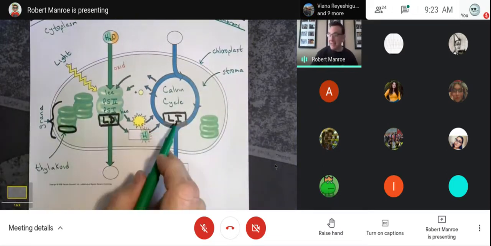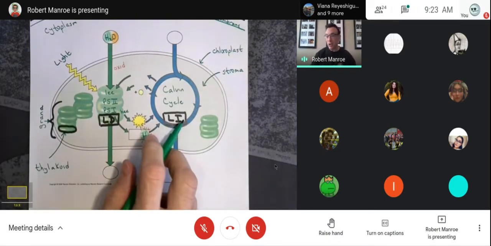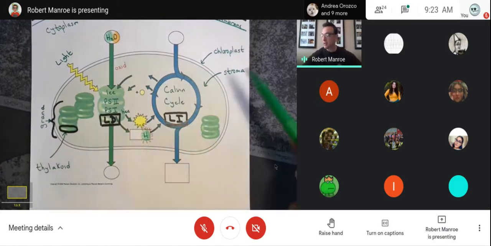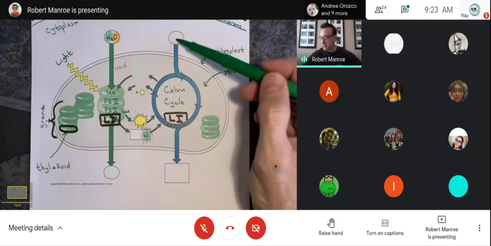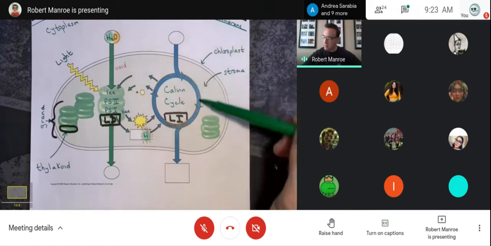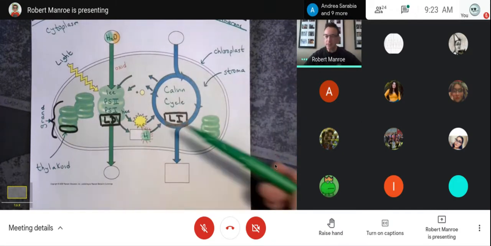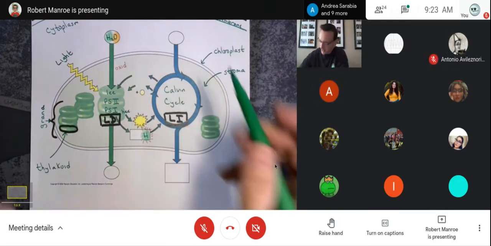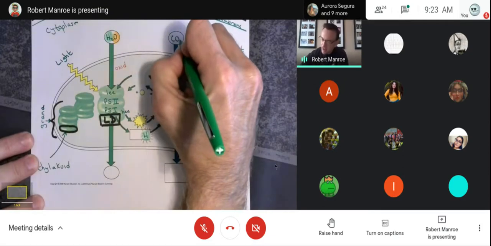Okay. This is a light independent reaction. There's no light required here at all. What's coming in here? That's going to bond to these hydrogens. Carbon dioxide. Yep, CO2. Nice. Carbon dioxide. Same thing.